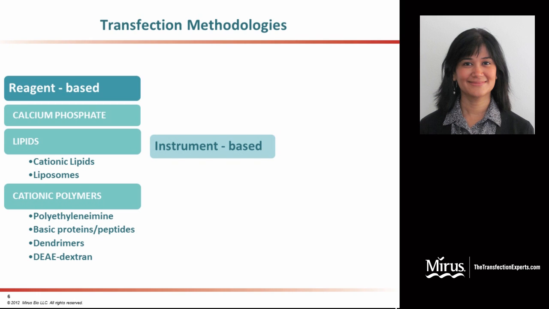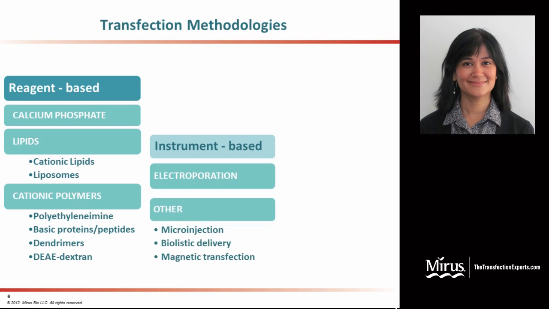There are also instrument-based methods available for delivering nucleic acid inside the cell, the most important being electroporation that is highly used for cell types that are refractory to chemical transfection. There are also other instrument-based methods such as microinjection, biolistic delivery using the gene gun, and magnetic transfection using an externally applied magnetic field.